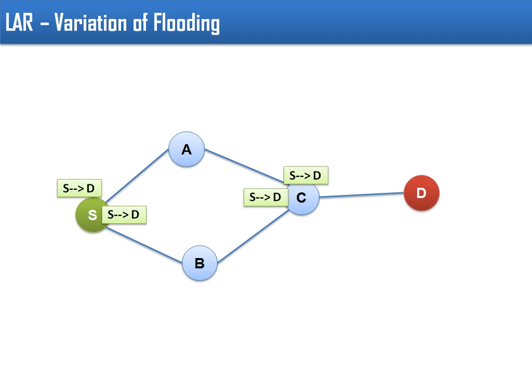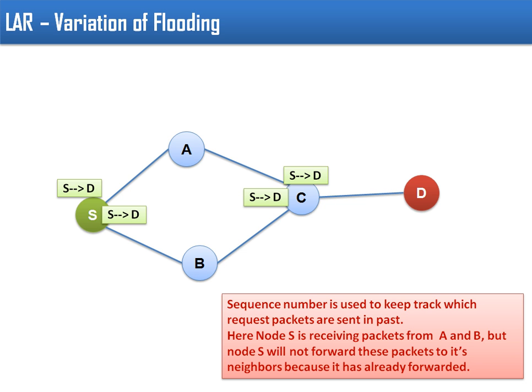A sequence number is used with every route request, so it can stop flooding at some point, otherwise the flooding would keep on going. So this is the variation of flooding used in location aided routing. If a route request message has been sent from a particular node, and in future that node receives the same copy of that request, it will not broadcast it again. The sequence number is the mechanism through which this is achieved.